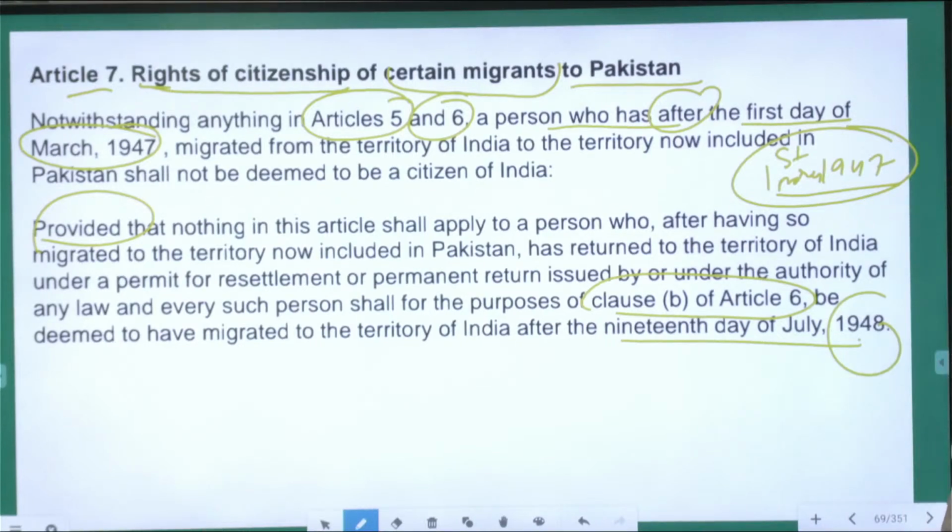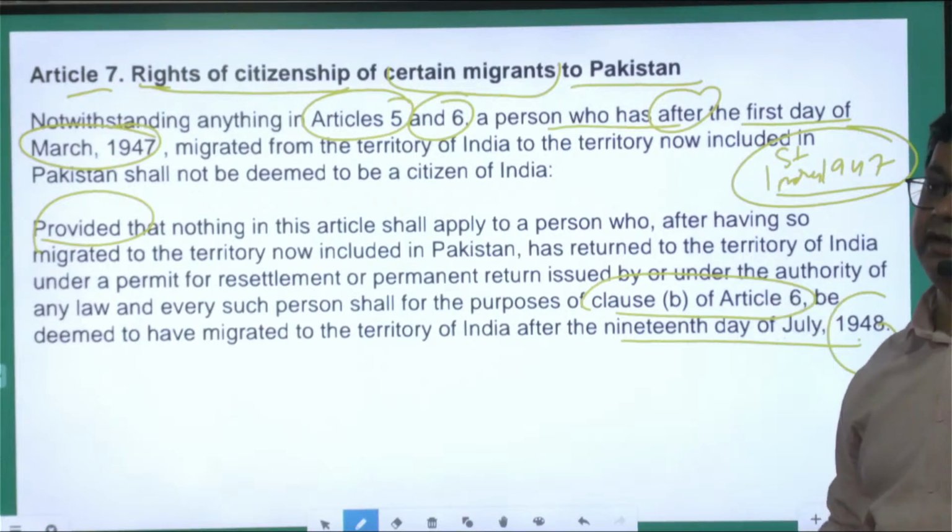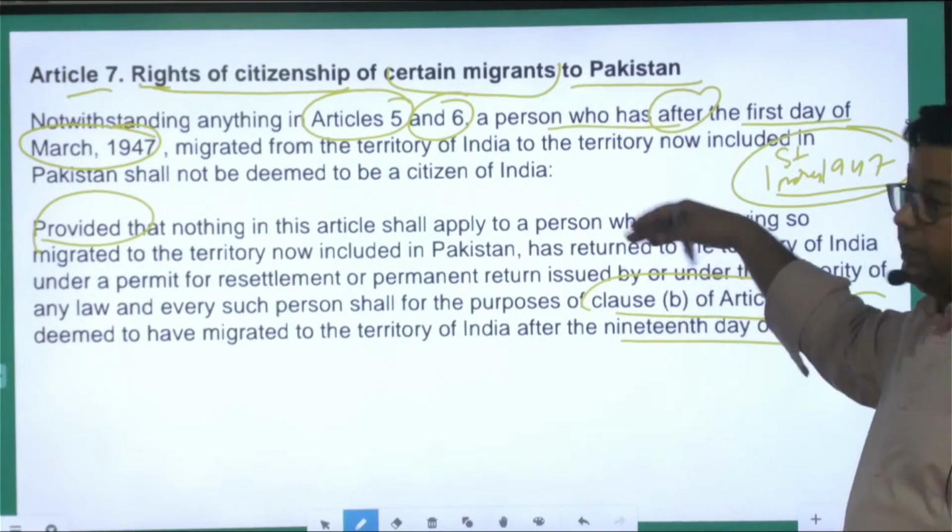Are you getting my point? First it flows: after 1st March of 1947. What if it is on 1st March? It is clearly written here, after the 1st day of March. It is like saying you are not allowed in the class after 2 PM; then 2 PM itself is allowed. Here it is clearly mentioned, on and after. That is for coming into India; this one is for going.